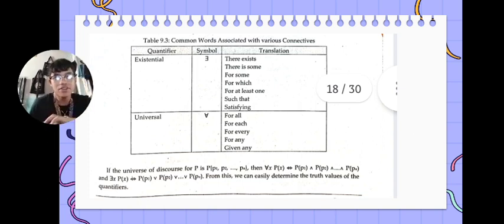Next, if the universe of discourse is P1, P2, up to Pn, then for all x, P(x) is P(P1) and P(P2) and P(Pn). And there exists x, P(x) if and only if, then from this we can easily determine the truth values of the quantifiers.